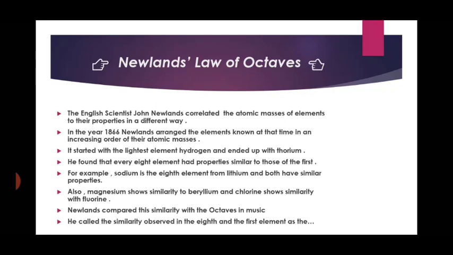of their atomic masses. Again here, what did Newlands do? He took all the elements and arranged them in increasing order of their atomic masses. It started with the lightest element, hydrogen, and ended with thorium. Now what he found is that every eighth element had properties similar to those of the first.